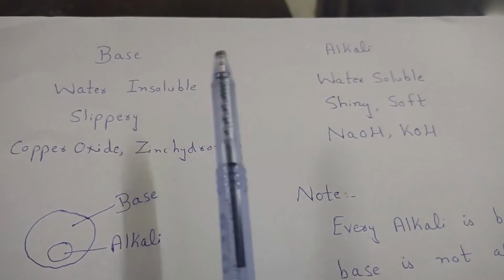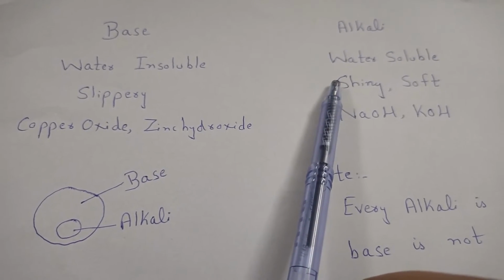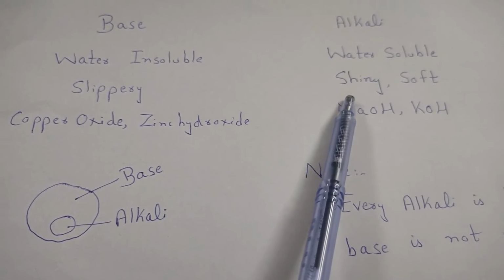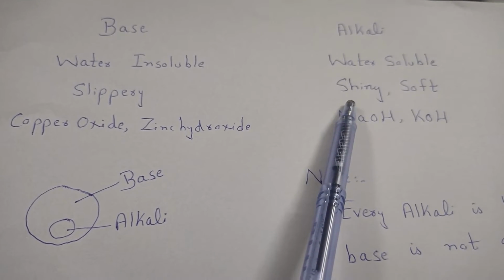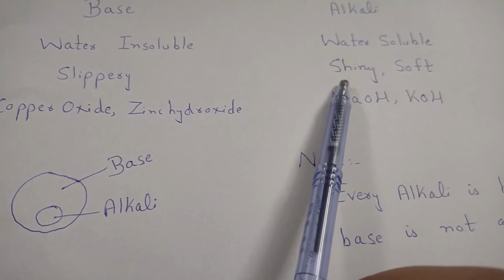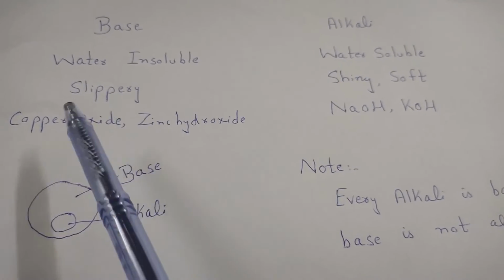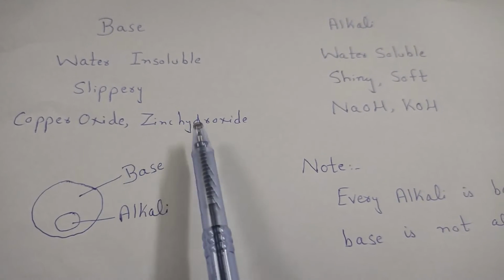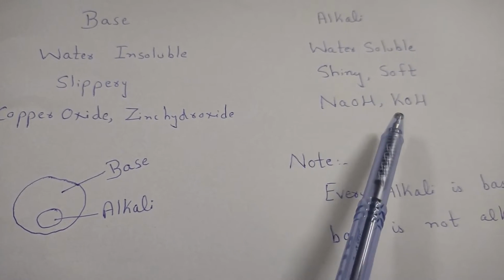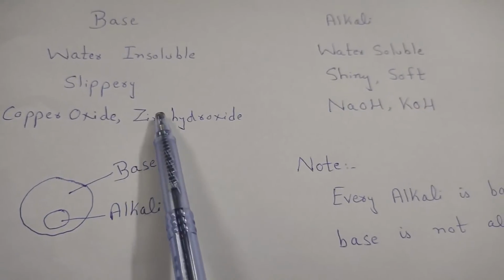The difference between a base and an alkali: a base is water insoluble and an alkali is water soluble. A base is always slippery, an alkali is shiny and soft. That's why we always use an alkali in our beauty soaps, face wash, and beauty creams. That makes your skin shiny and soft because of an alkali. Examples of bases are copper oxide and zinc hydroxide. These are only bases, not alkalis. But sodium hydroxide and potassium hydroxide are alkalis.